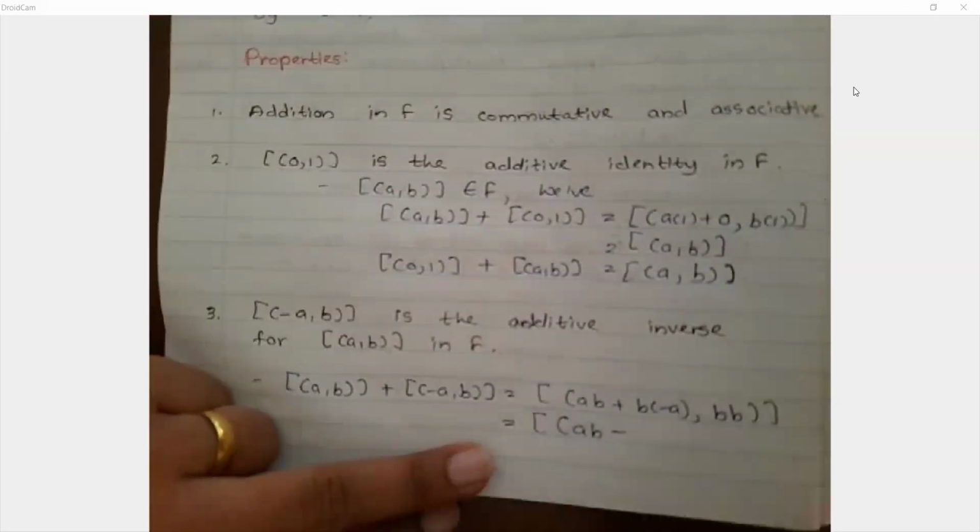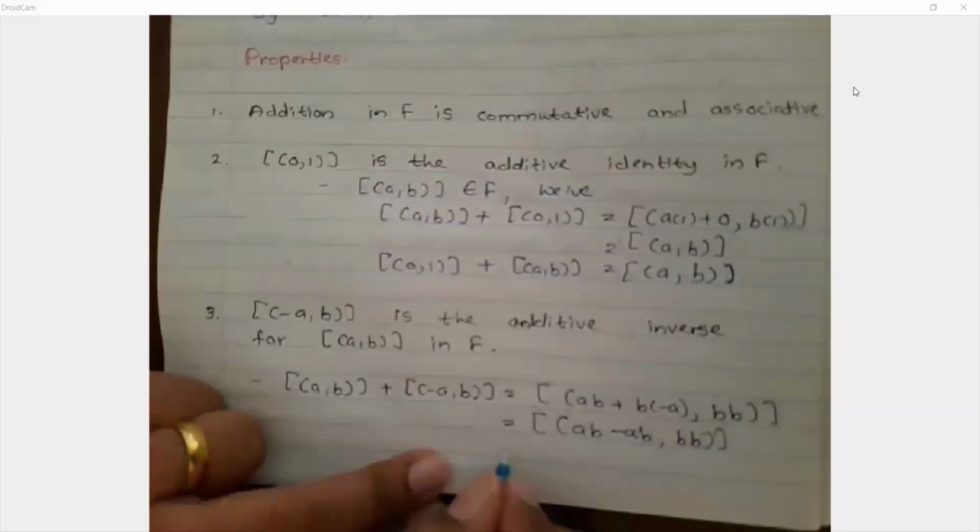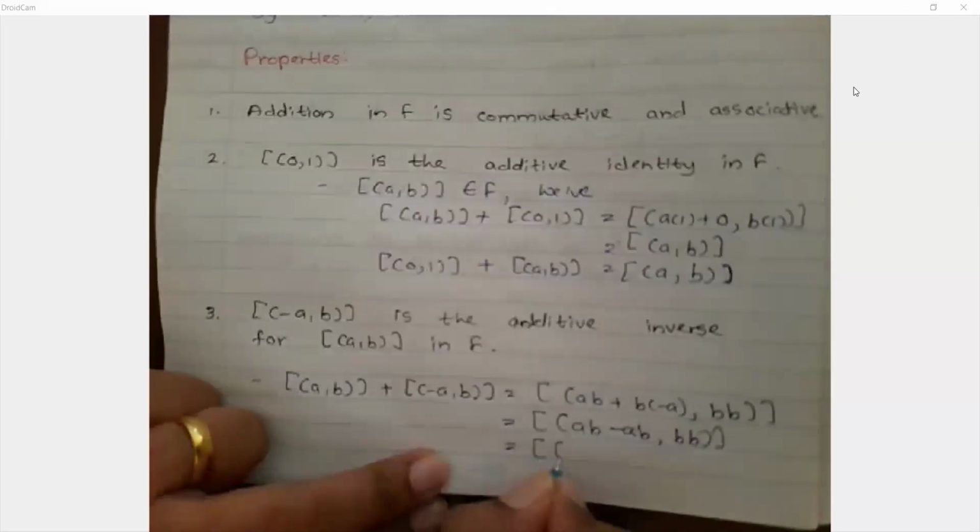B times A. D is an integral domain. B, A, they are all elements in D. Therefore, we can write B, A instead of A, B. Comma, B times B. This is equal to, these two cancel out, sorry, 0, comma, B squared.